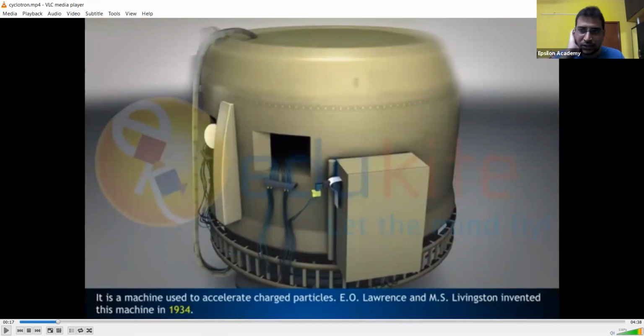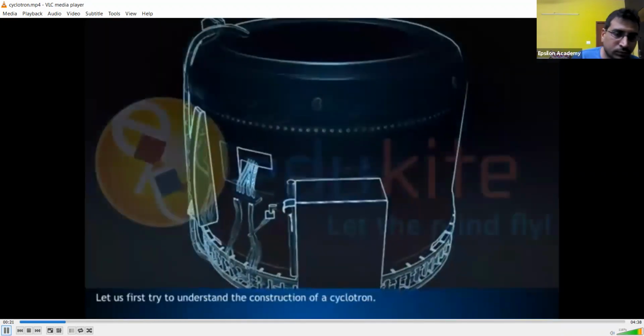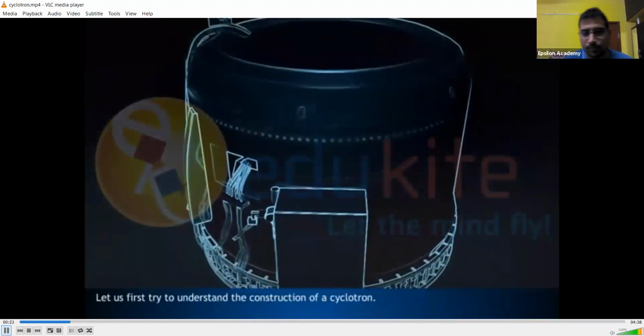If you look at reactions like nuclear fission, you need a fast moving particle to create some collision for the reaction to begin. So at that time, you need the charged particles to get more accelerated. At that point of time, you can use the cyclotron machine, invented in 1934. Let us first try to understand what a cyclotron is made up of on a fundamental level.